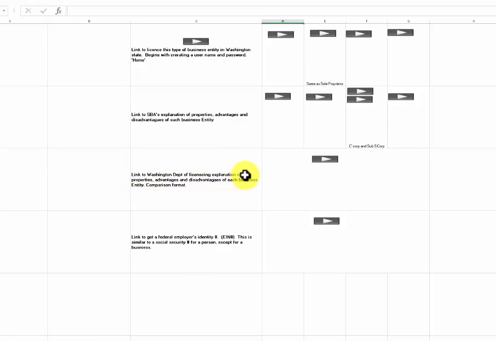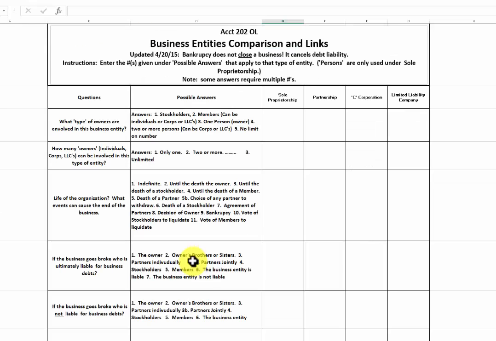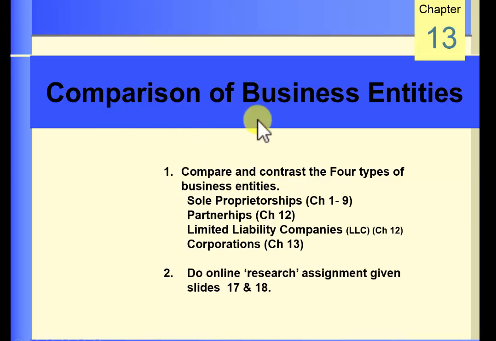Link to Washington Department of Licensing, explanation of properties, advantages and disadvantages of business entities, comparison format. So there you go. Now, by the way, just a quick little peek here. It says here, instructions: enter the numbers given under the possible answers that apply to that type of entity. And so in several of these, you're going to have several answers as you go down. So that'll be the quiz that you're going to have. You just need to know the characteristics of each one of these business entities. So there you go. There's the presentation and comparison of business entities.